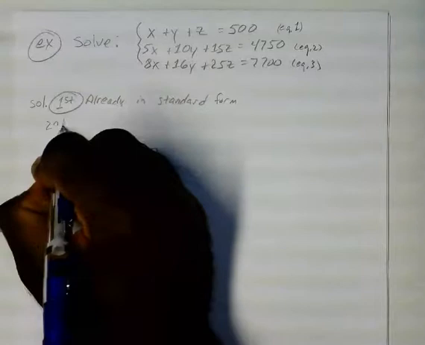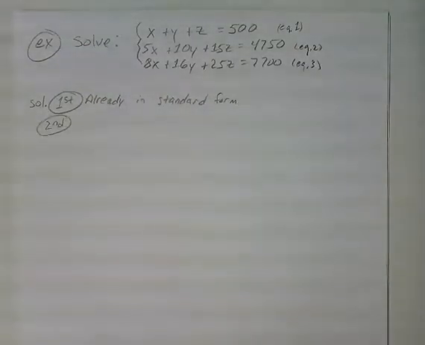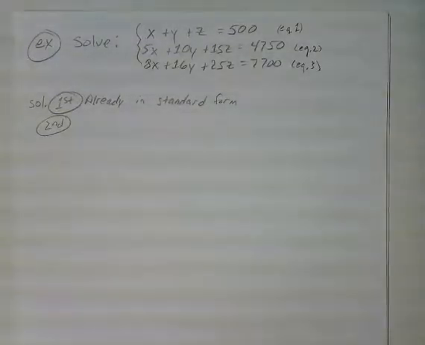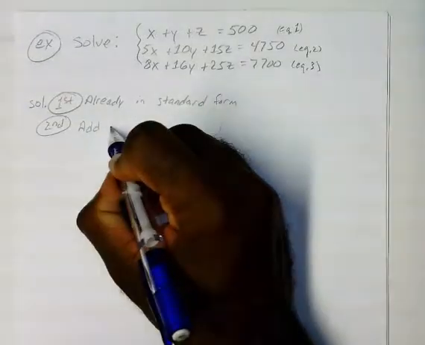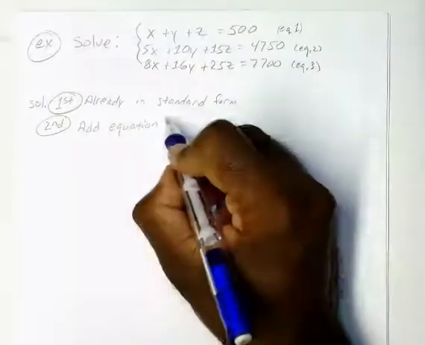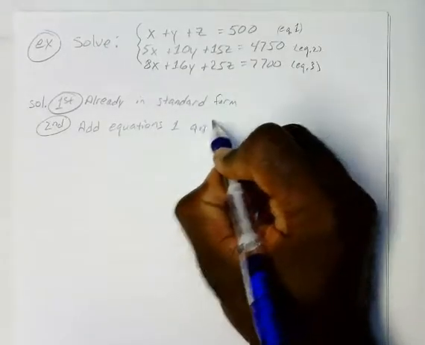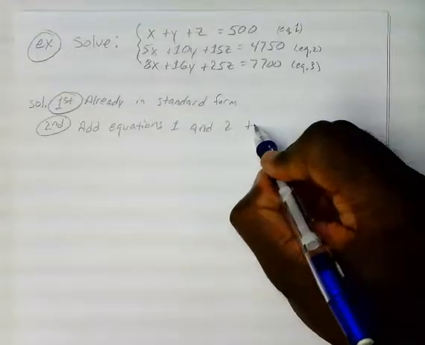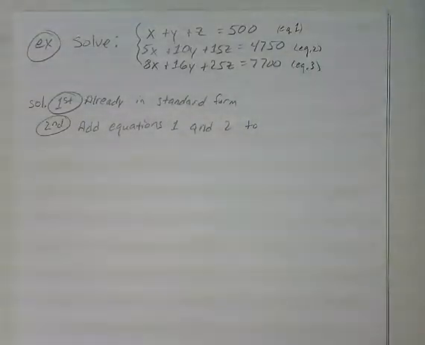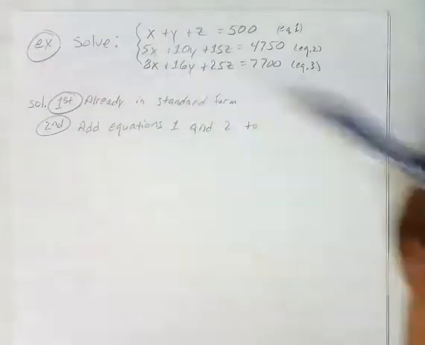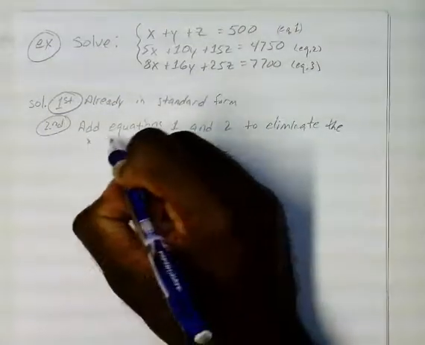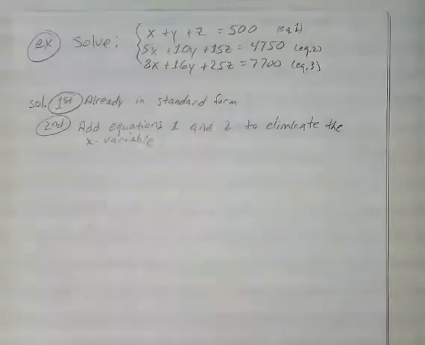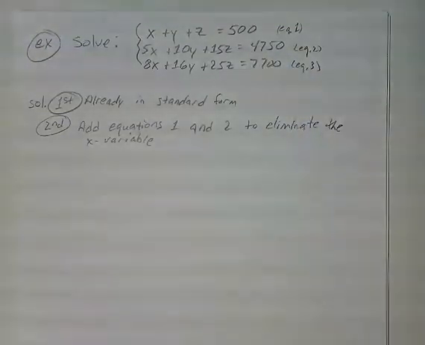Okay, so your second step, you're going to pick 2 equations to add together. You want to eliminate a variable. So you can pick any one you like. So for this one, I'm just going to pick 2. So we're going to add equation 1 and equation 2. And we're going to eliminate the x variable. It can be any variable at all. It doesn't have to be the x variable, but I'm just picking the x variable. Okay, so I'm going to pick these 2 and I'm going to eliminate the x variable.